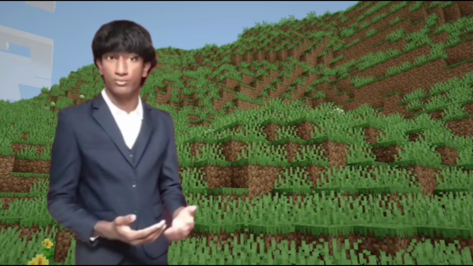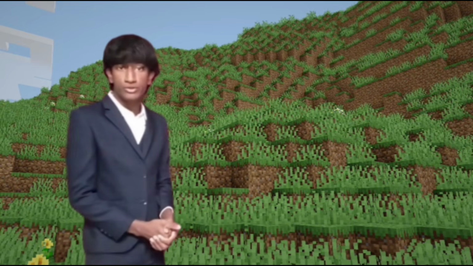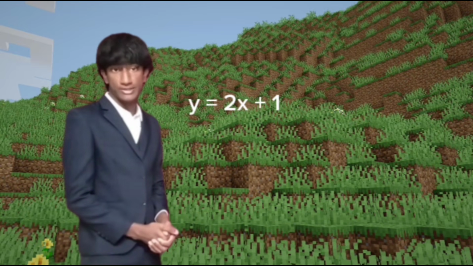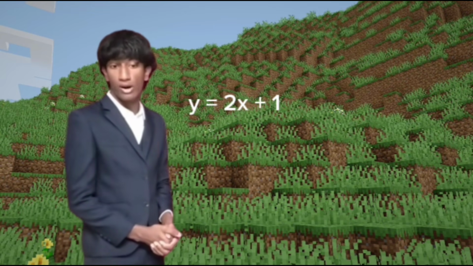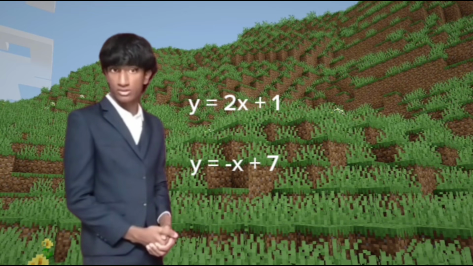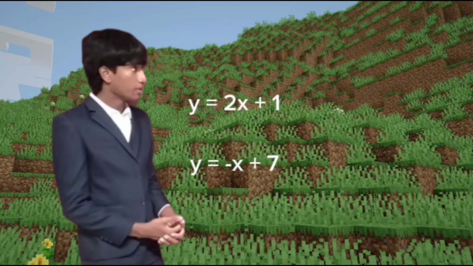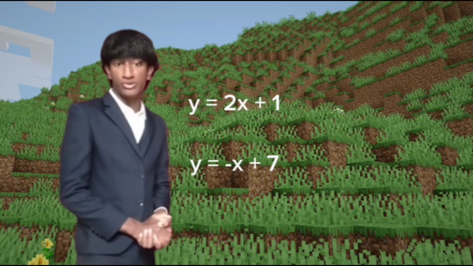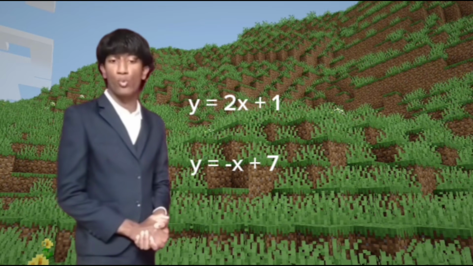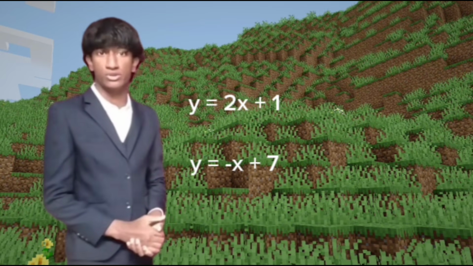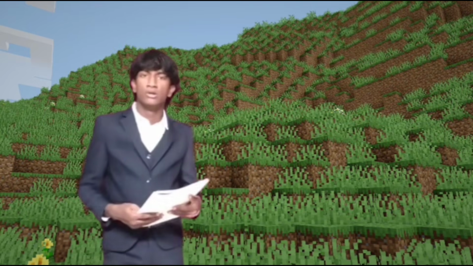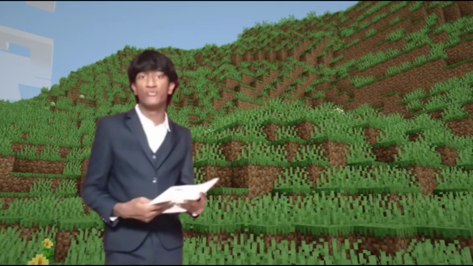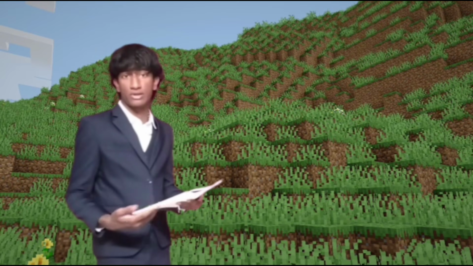For example, we have y equals 2x plus 1, and below that we have y equals negative x plus 7. As you can see here, both equations use the values x and y, so we solve them together. So how do we solve them? We'll start by solving simultaneous equations graphically.